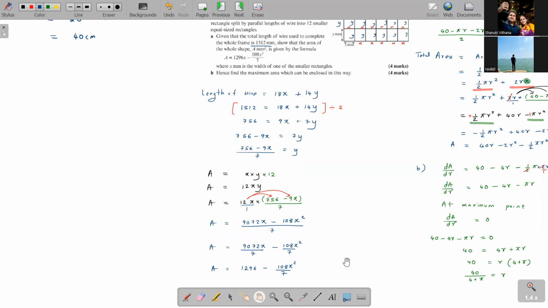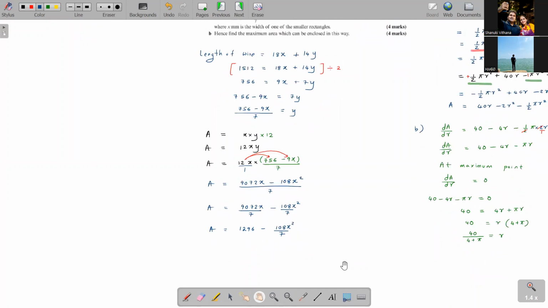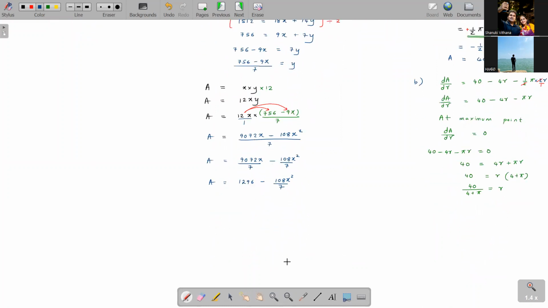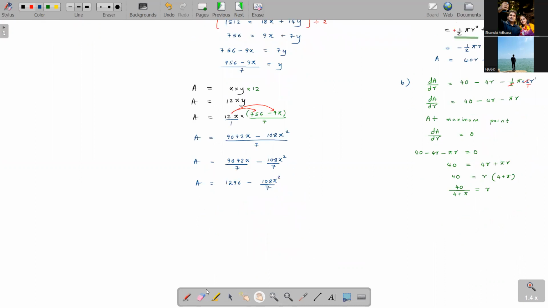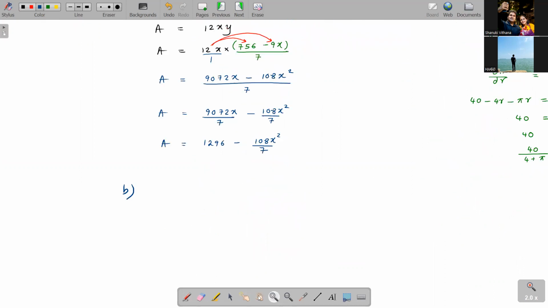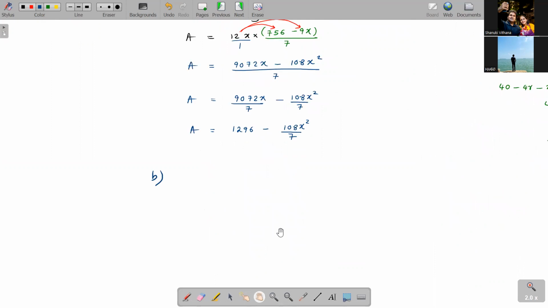Next one, hence find the maximum area which can be enclosed in this way. So maximum area. Part B, right? Part B, to get the maximum area, what do we need to do? We need to differentiate this for the first time. So we differentiate and set our differentiation of the equation to 0. So what do we get here when you differentiate?